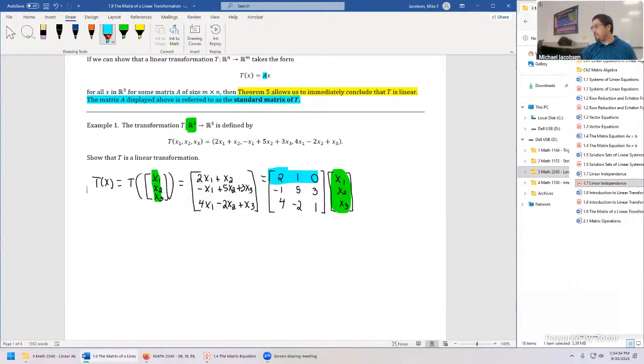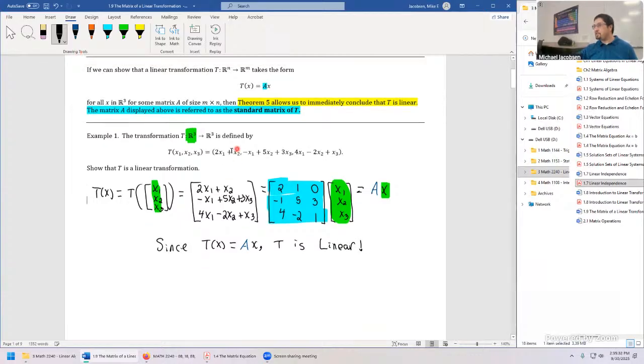So this whole matrix right here is the standard matrix A of the transformation T. This is now in the format of A times x. This works for every single vector x. We didn't choose a specific input. We let x be arbitrary as x1, x2, x3. So we can say since T of x is nothing but a matrix A times the vector x, T is linear.